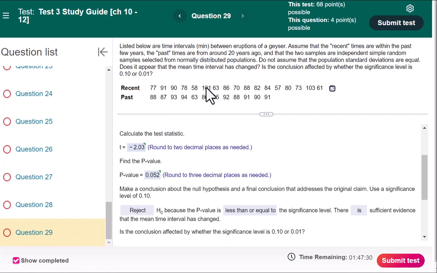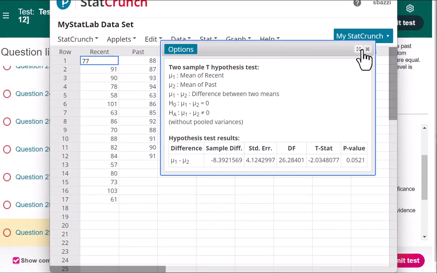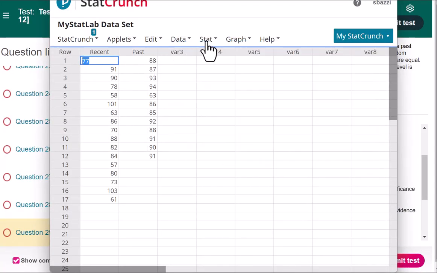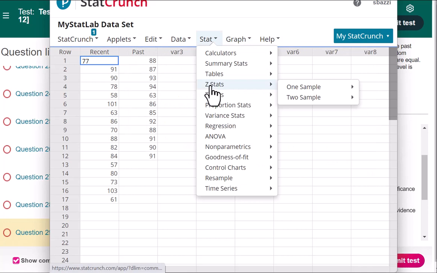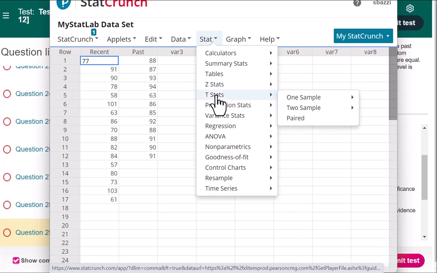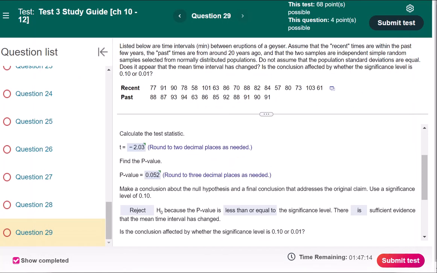All right. One more thing in StatCrunch that you notice here that you haven't used: Z-stat. We only use Z-stat if it gives us the population standard deviation in the problem. Otherwise, it is a T-stat. That concludes the review.